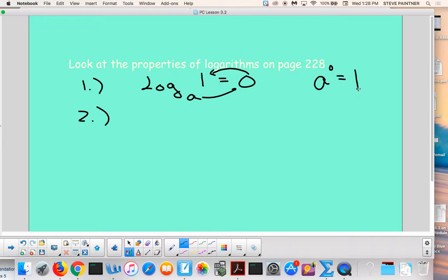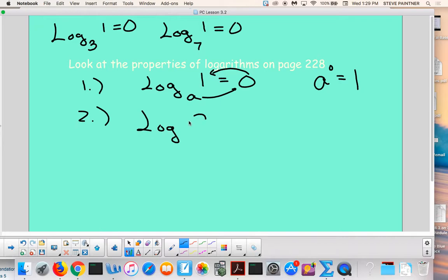So you know what it's really saying? If you take the log of 1 and you have any base here, the answer is always 0. So if I did this to you, log of 1 base 3, what's the answer? 0. How about log of 1 base 7? 0, right? 3 to the 0 is 1. 7 to the 0 is 1. So basically log of 1 is 0. That's a property. All right, next.